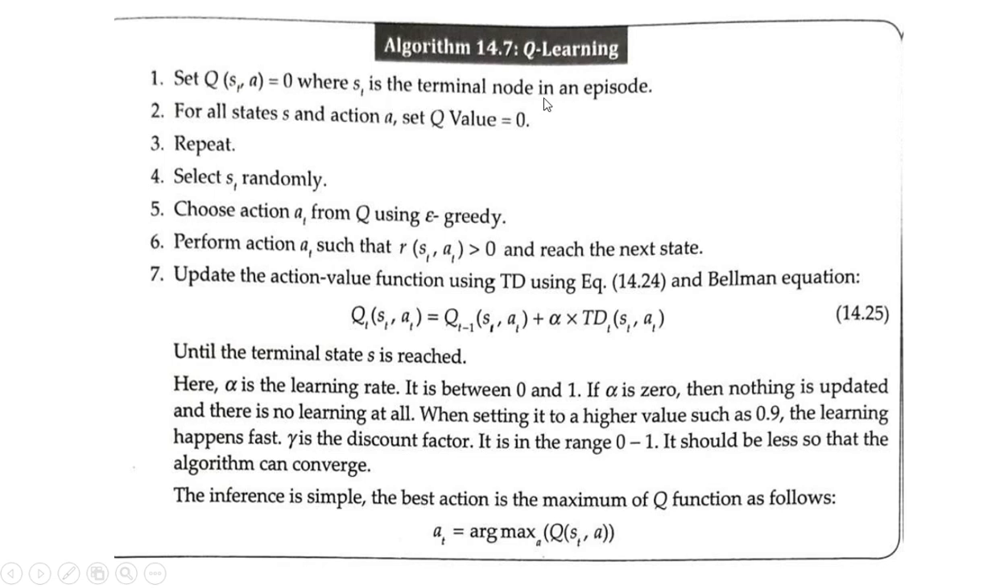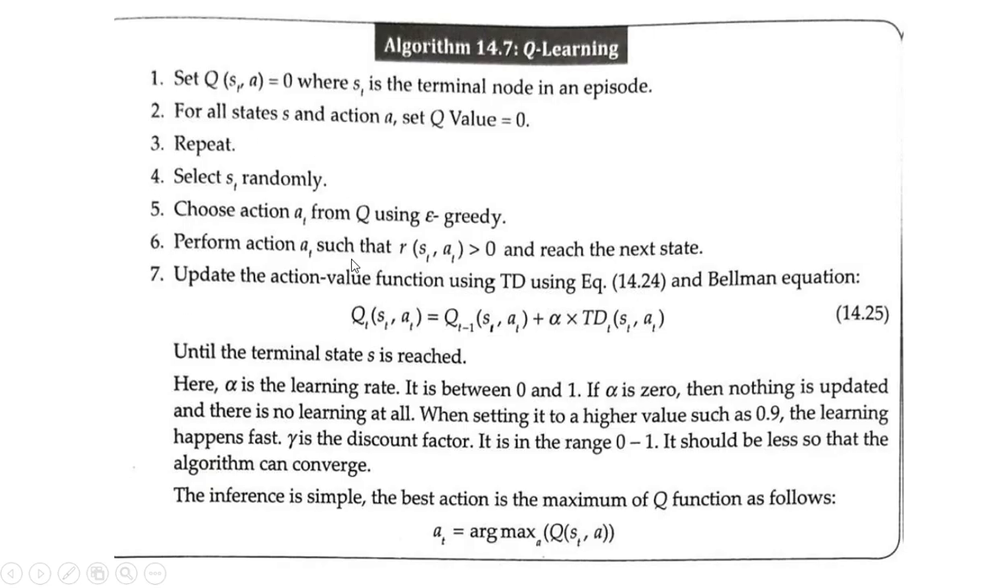I first have a state. I have my Q function, initially 0. Then for all the states and all the actions, I will make the Q value 0. Now I'll go on repeating. I will select a state randomly. I will choose an action. I'll perform the action, and if the reward is greater than 0, I go for the next state. Then I update my Q function using the formula which I just discussed.